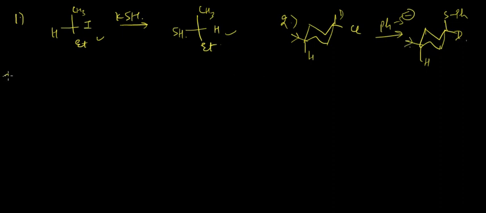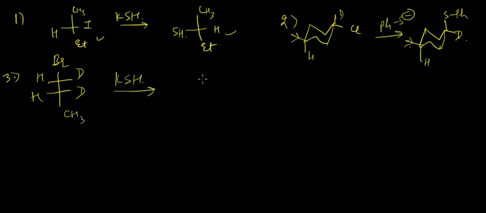Okay, we have the third example as this, where we have Br, H, D and CH3. This on reaction with KSH would form something like this. KSH will replace this, and the configuration of this would change. So D will come here, H will come here, H, D and CH3.